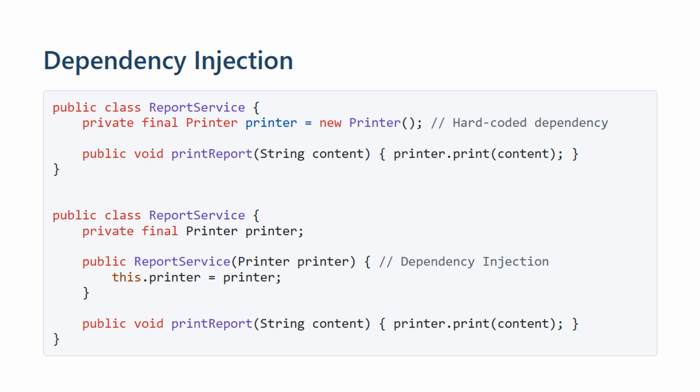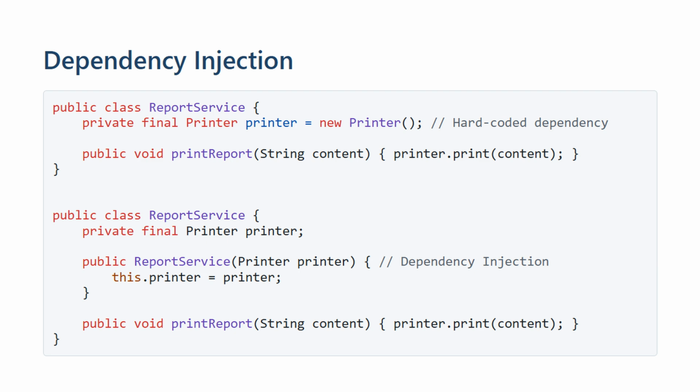With dependency injection, we pass the printer in through the constructor. Now ReportService doesn't care which printer it gets. It just uses it. You can inject a real printer in production and a mock printer in tests. This makes your code flexible and testable. Frameworks like Spring take this concept further by automating the wiring of dependencies.